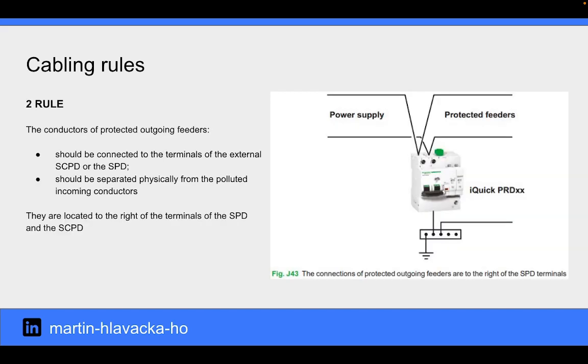The second rule is that the conductors of protected outgoing feeders should be connected to the terminals of the external short circuit protection device or the SPD and should be separate physically from the polluted incoming conductors. Figure J43, the connections of the protected outgoing feeders are to the right of the SPD terminals.